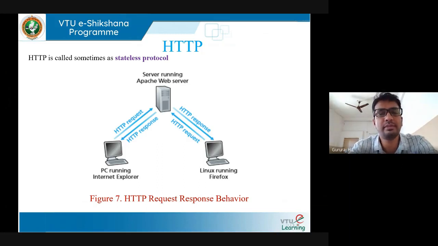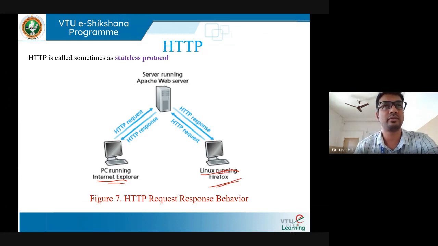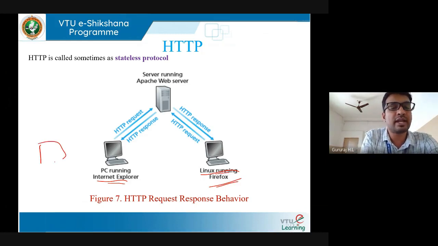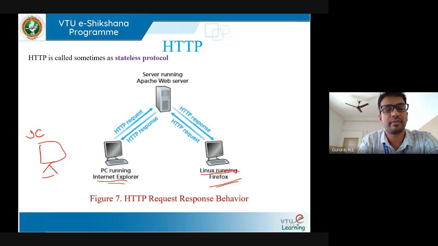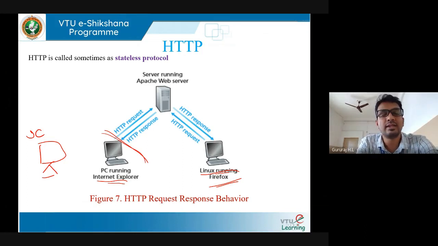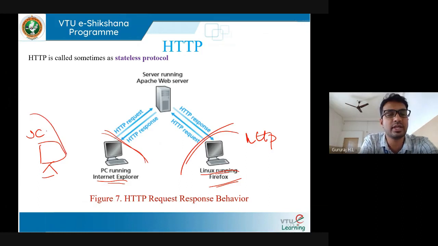I have a machine embedded with a browser called Internet Explorer. I have a Linux operating system that is embedded with Firefox. I have one more machine, to take a more precise example, that is associated with some other browser like UC Browser. Each and every machine is going to fetch over the HTTP protocol with their domain names. It never bothers about the other browser; it never bothers that the other machine is also using the HTTP protocol, and this machine is using the HTTP protocol.